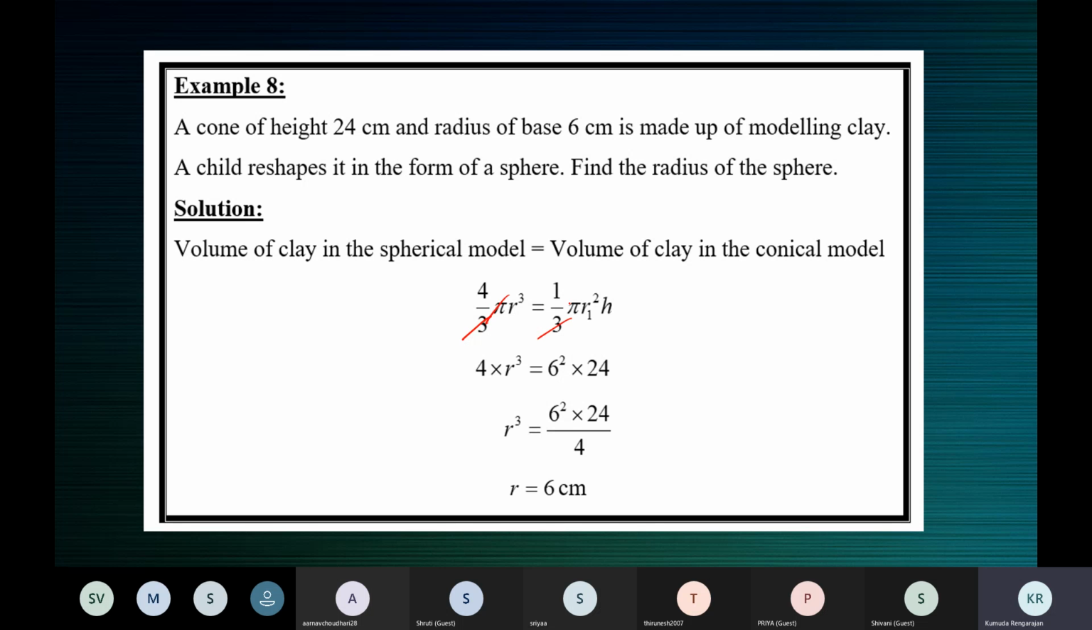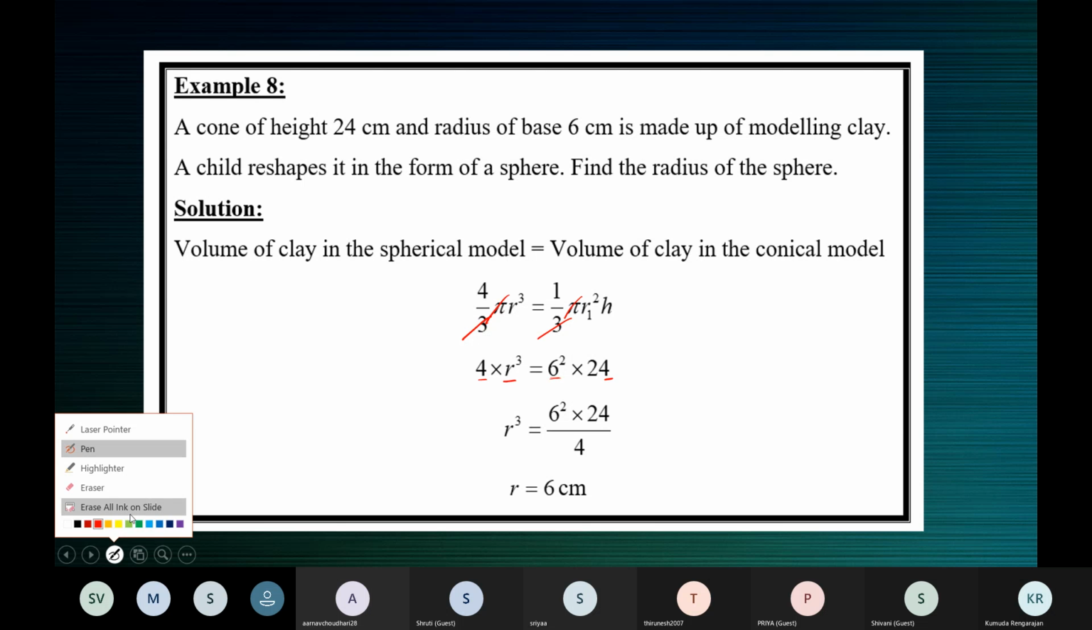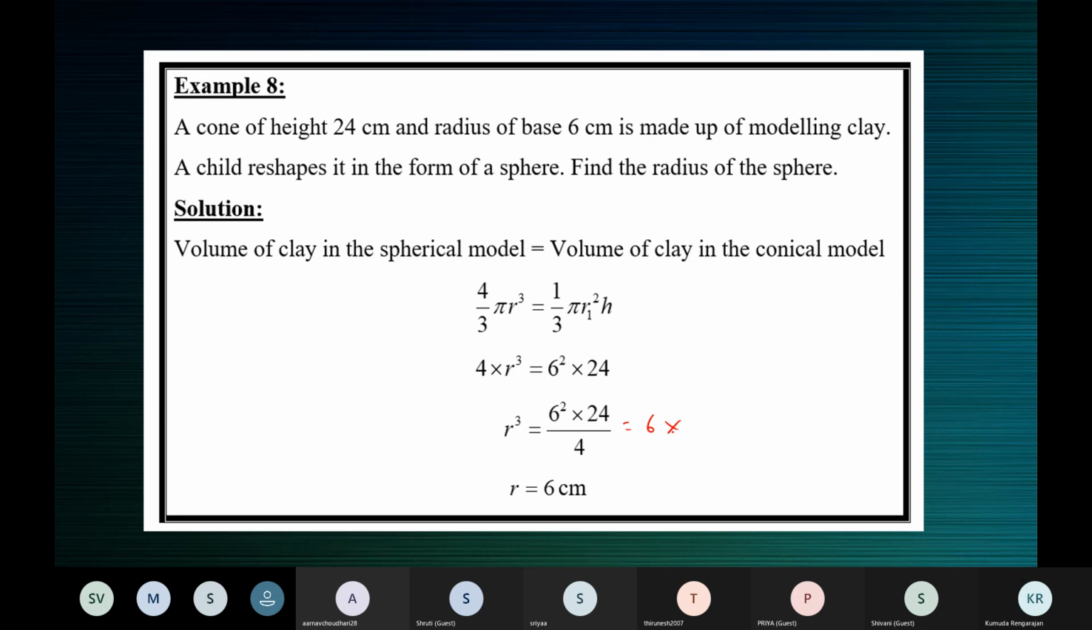Three gets cancelled, pi gets cancelled. 4 into r cube. R1, that is the radius of the cone. Radius of cone, 6 centimeters, so 6 square, into height of cone, 24. So the radius of the sphere is 6 centimeters.